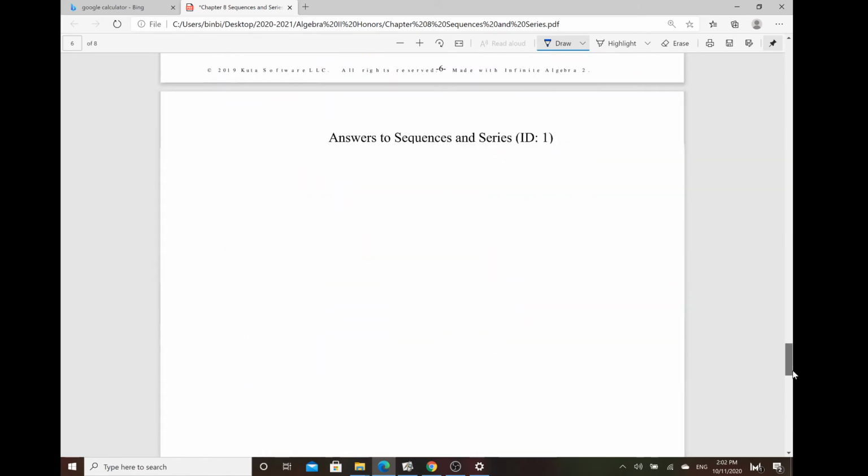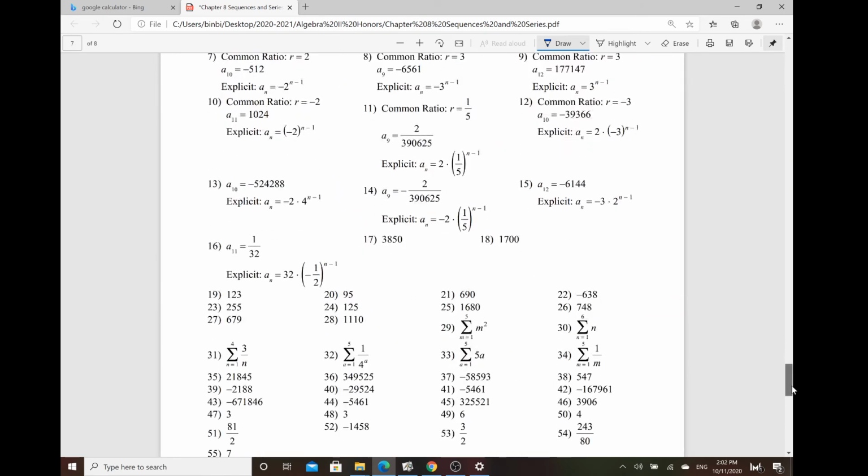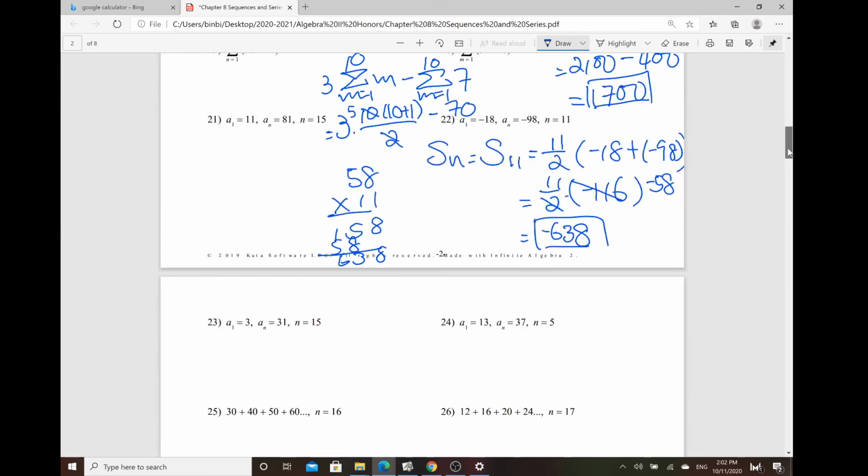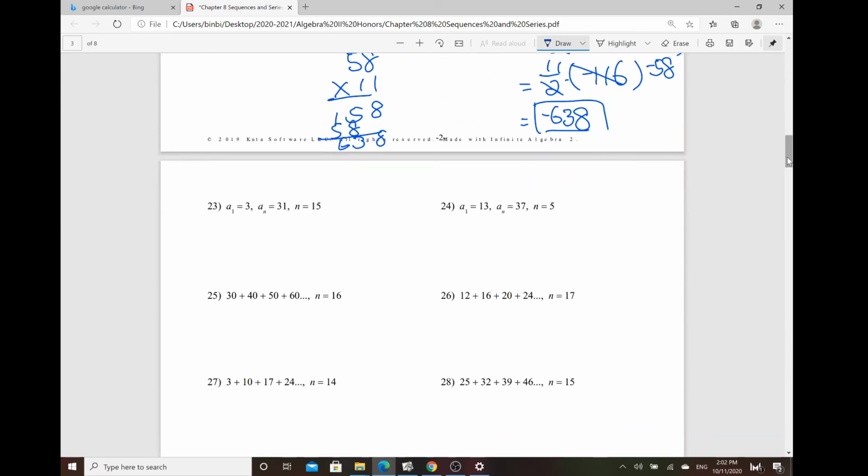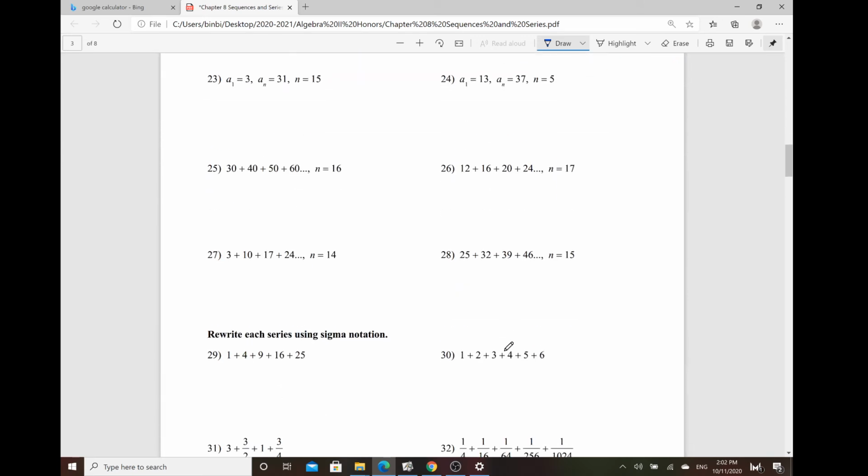Okay, so number 22. Yep. Okay, so now the rest of this is quite similar, so you just want to put that into the formula. But now let's take a look at the one like 26 and 28. So what happens if a sub 1 and a sub n are not given?